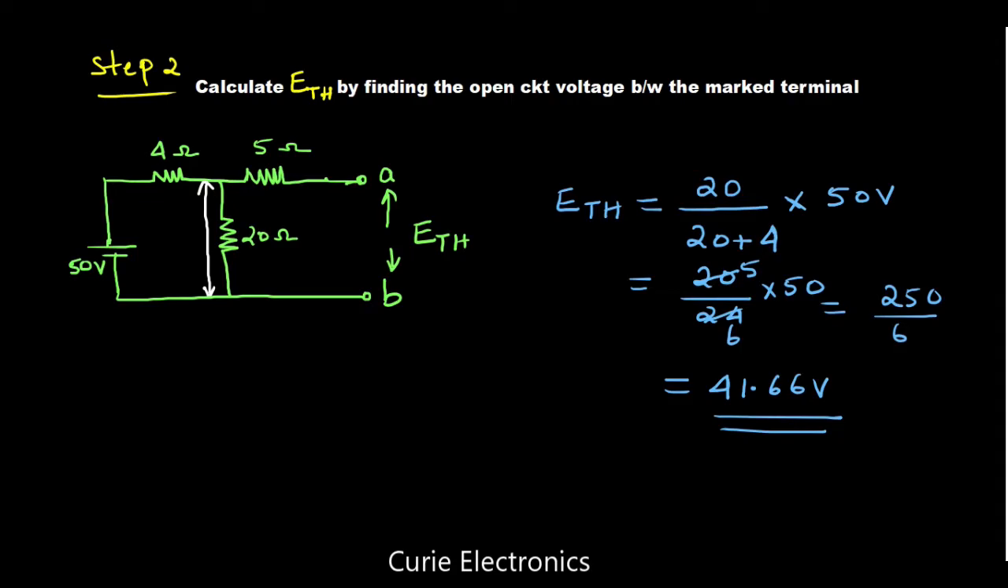See, using the voltage divider rule I have found the ETH. What is the voltage divider rule? VT equal to R2 upon R1 plus R2 multiplied by V. This is the voltage divider rule. So the same rule I have applied. Whatever the voltage drop across the 20 ohm, the same voltage is there between A and B. That is the open circuit voltage.